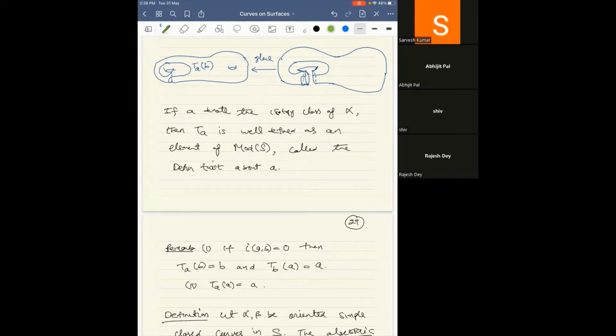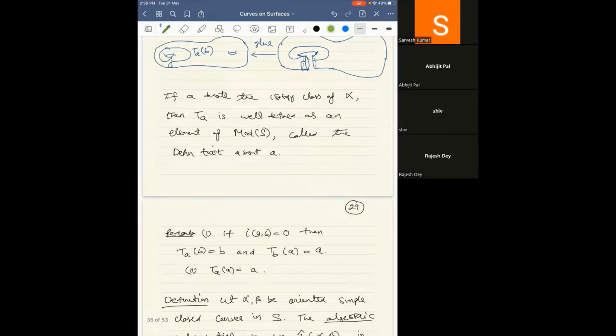So in order for the action to be non-trivial, there must be some intersection of these curves. So non-trivial intersection, without bigons. Okay. So some intersection should be there. Only then will you get some non-trivial action. And of course, T_A on A is just A.